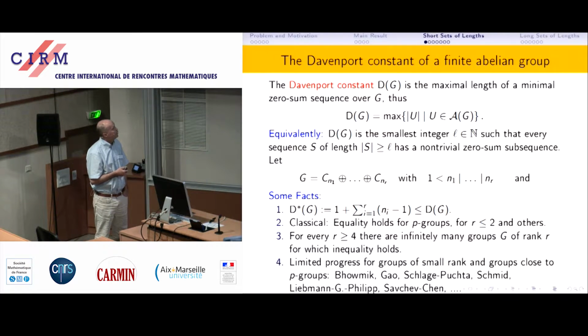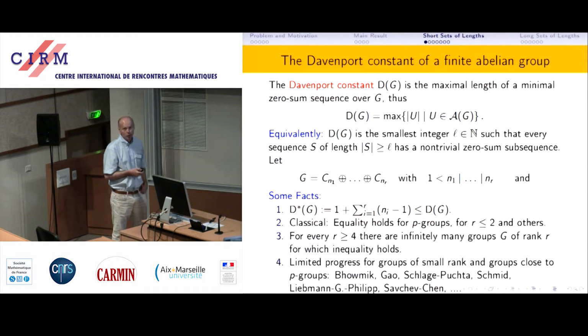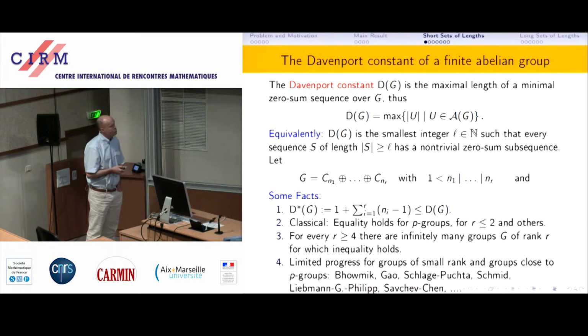If our finite abelian group has this structure, the canonical form, look at this invariant D star, 1 plus the sum of n_i minus 1 over the group invariants. And then it also goes back to the 60s that we have equality here for p-groups, for cyclic groups, for rank 2 groups, and for certain other families, but we do not have equality in general, yeah?